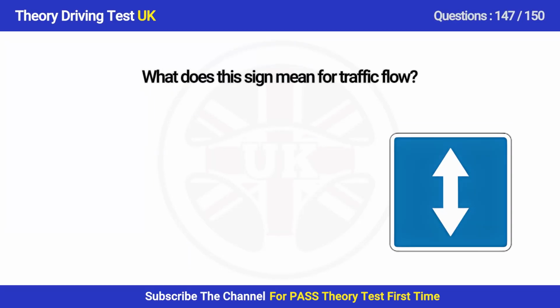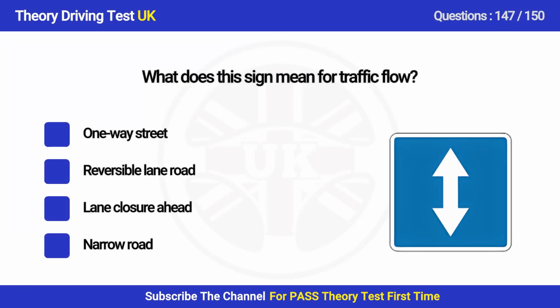Question 147. What does this sign mean for traffic flow? A. One-way street. B. Reversible lane road. C. Lane closure ahead. D. Narrow road.